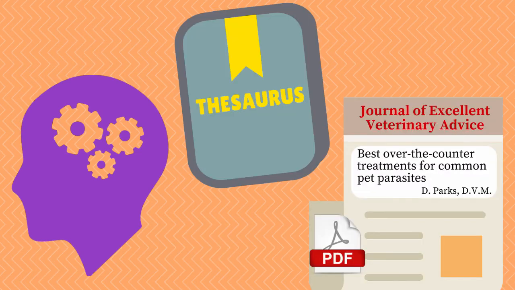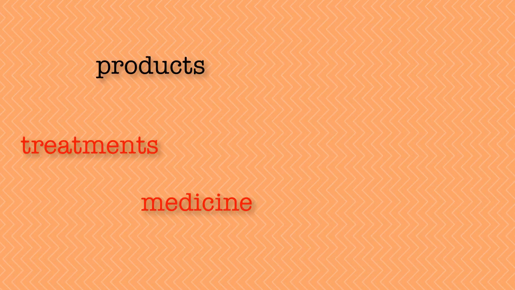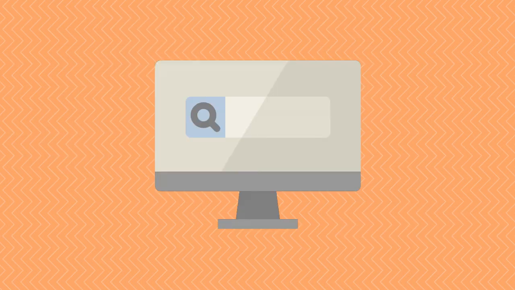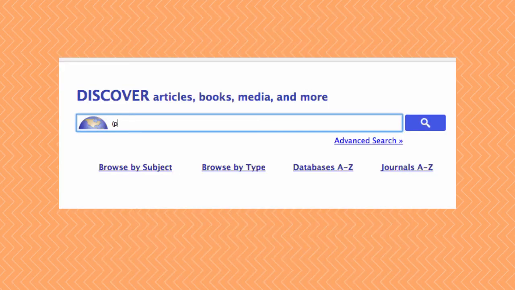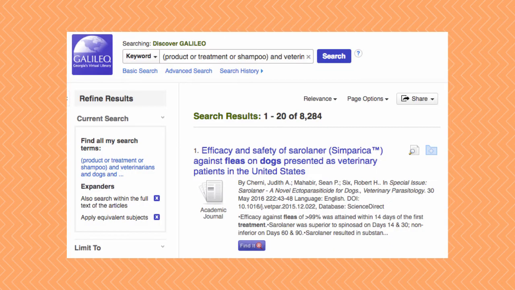Then brainstorm about synonyms or related words or phrases that might appear in an article on that topic. For example, for products, you might also mean treatment or medicine, or maybe you want to get more specific, like shampoo or topical gel. The way you enter this into a search field is kind of like a math equation. You can put related words in parentheses with the word OR in between them to signal to the database that any of these words will work, and then link the other words together with the word AND to mean that you need all of these other words to appear somewhere in the title or the abstract of the article.